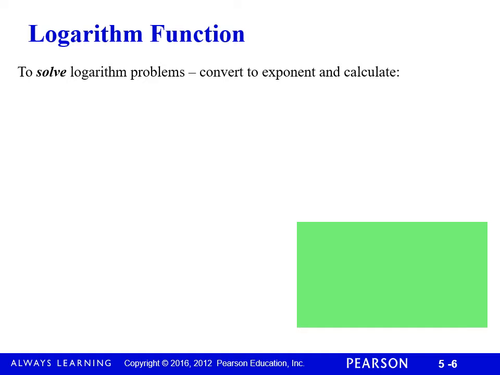To solve logarithmic problems, probably one of the easiest things to do is to convert to an exponent and then calculate. Remember this, log base of the answer equals the exponent. We can convert these same three parts, base, answer, exponent, into an exponential. Base, exponent equals the answer. So let's look at an example.